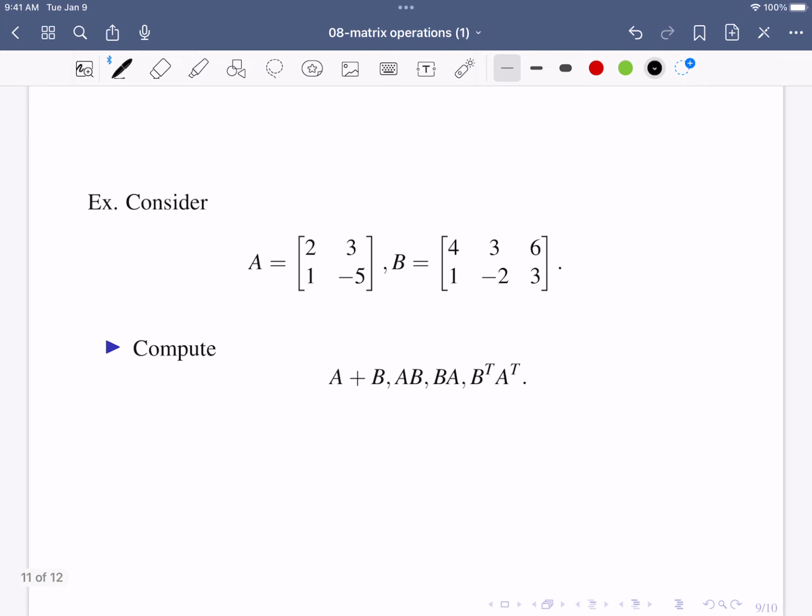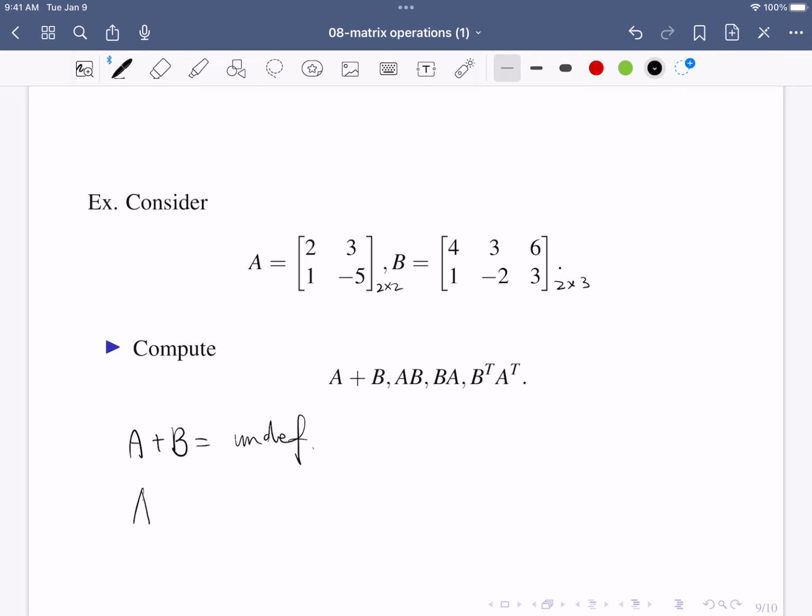Now let's compute AB. Here A is 2 by 2, and B is 2 by 3. There are four operations we should do. First, A plus B. A is 2 by 2, B is 2 by 3. They have different shapes, so it's undefined. So we're done with the first question.